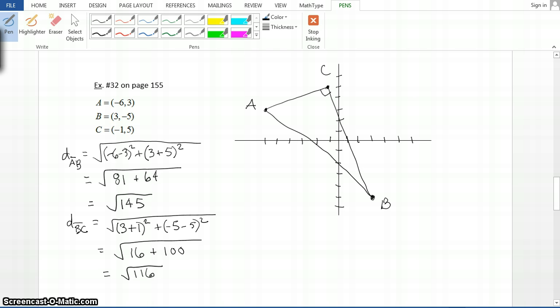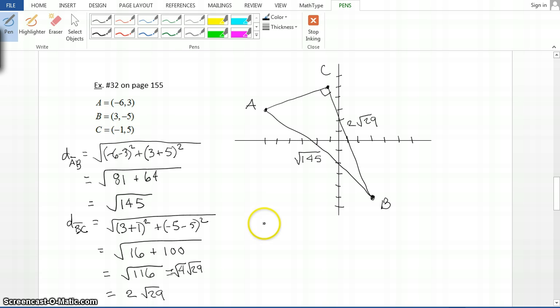116 divides out by 4, so this is actually 4 times the square root of 29. The square root of 4 times the square root of 29 gives me 2 square root 29. Alright, all we're doing so far is finding the length of these line segments. I found from A to B, square root 145. I found from B to C, which was 2 square root 29, or we can leave it as the square root of 116 because that's not our final answer.